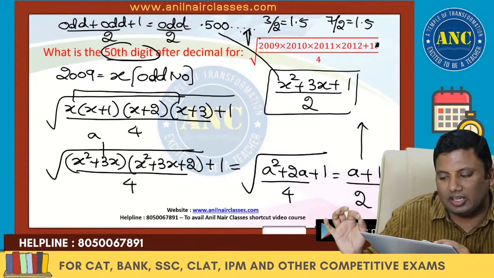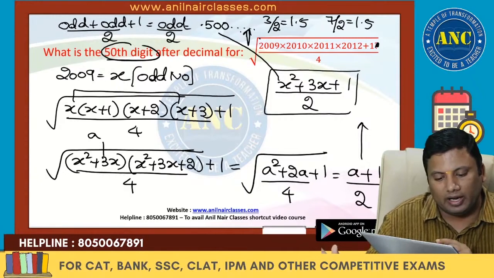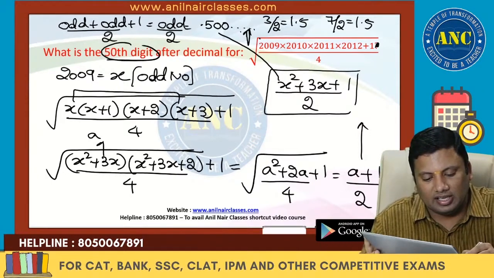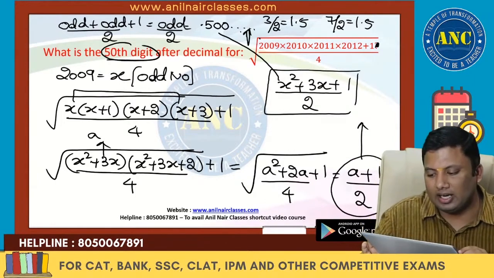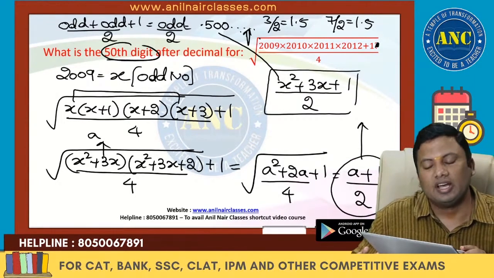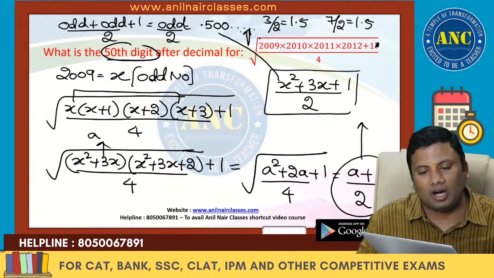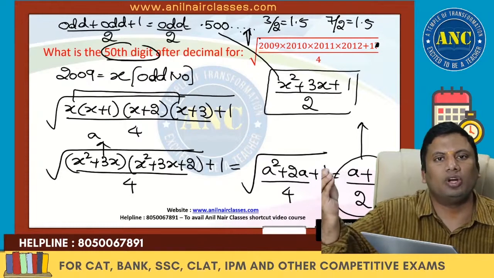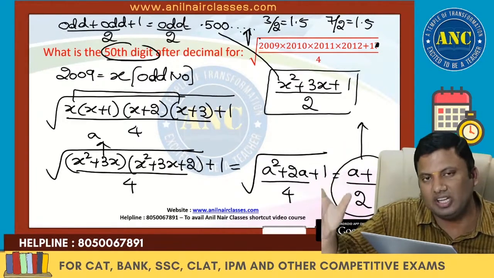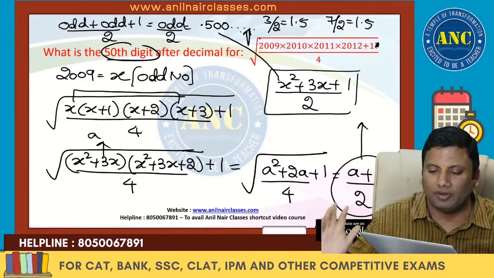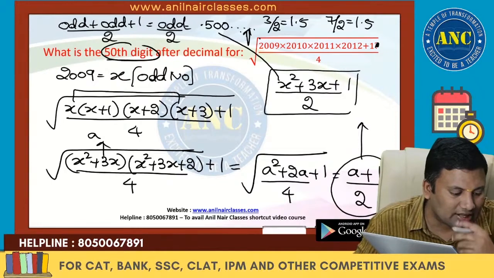2009 is x. x into x plus 1 into x plus 2 into x plus 3, plus 1, the root is x square plus 3x plus 1 by 2. x square plus 3x is a, so this is a plus 1 by 2. a is x square plus 3x, and x is an odd number. Odd plus odd is even, even plus 1 is odd. Any odd number divided by 2, after the dot the first digit will be 5, and the remaining will all be zeros. So the answer is 0.